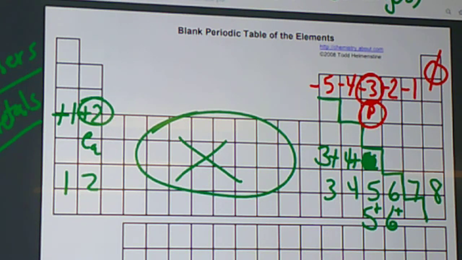It does follow a pattern. It's not anything really tough or difficult. It's just something you're going to have to use and you will actually remember it.